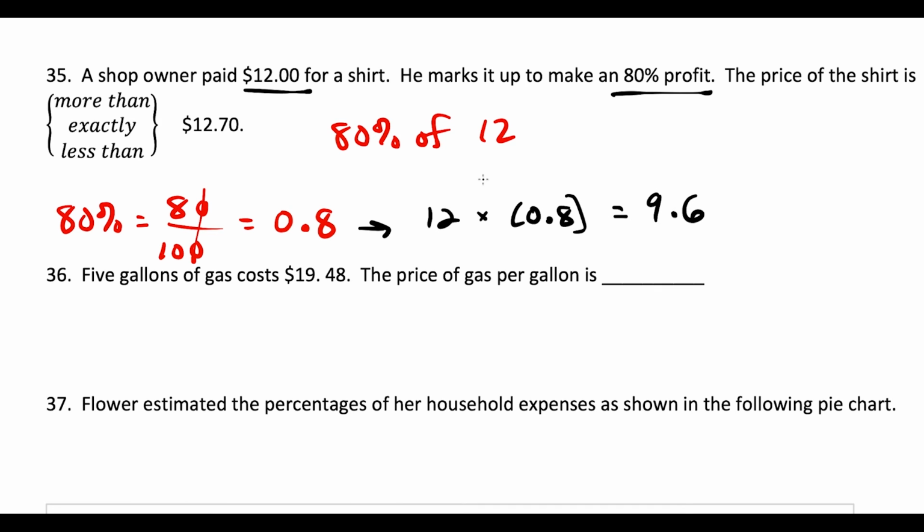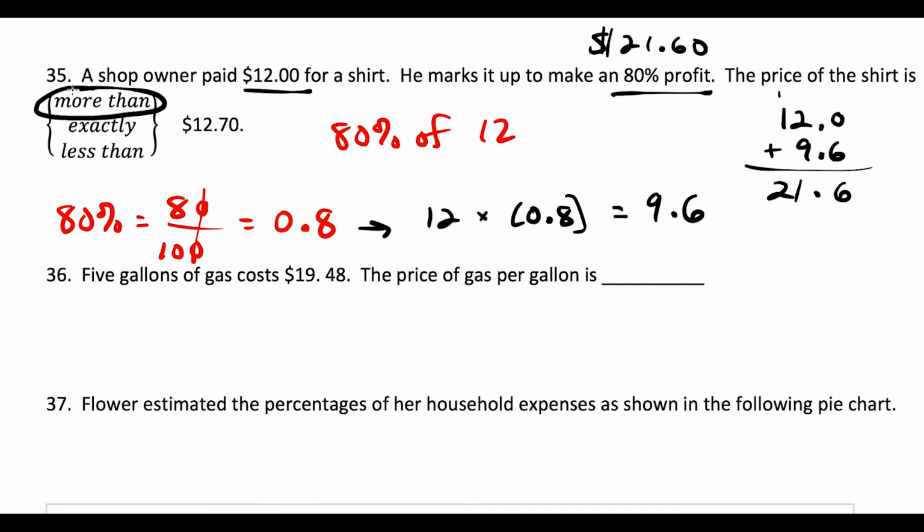So this is just calculator work here, or you could do 12 times 8 is 96, and then just move the decimal over one place. And now what you could do with that is take 12 plus 9.6, and if we set it up like this here, notice that we get the price that the shop owner charged is $21.60. So the shop owner is once again charging $21.60, and this is definitely more than $12.70.